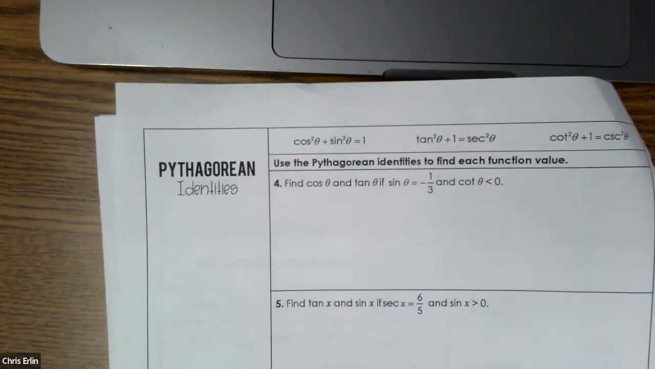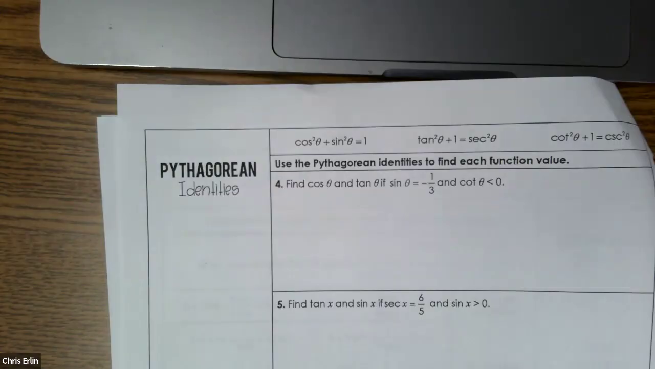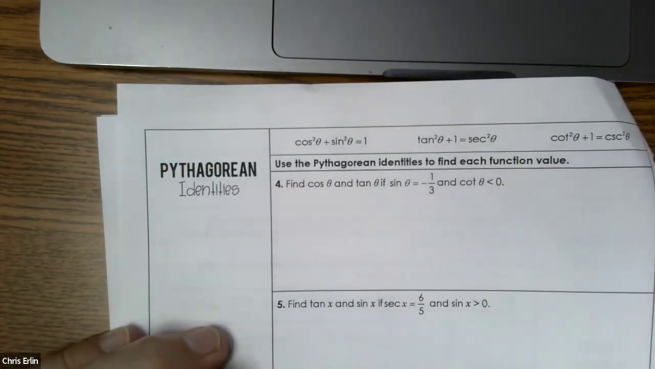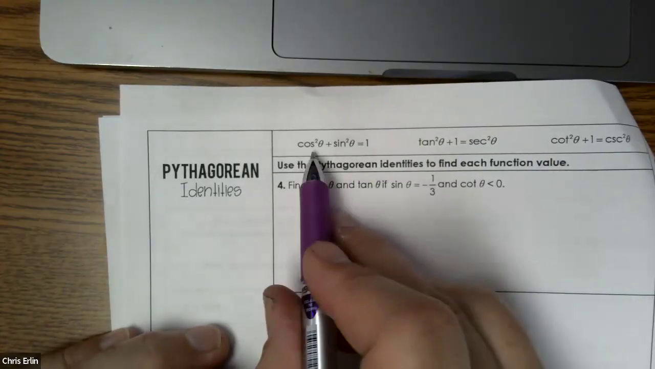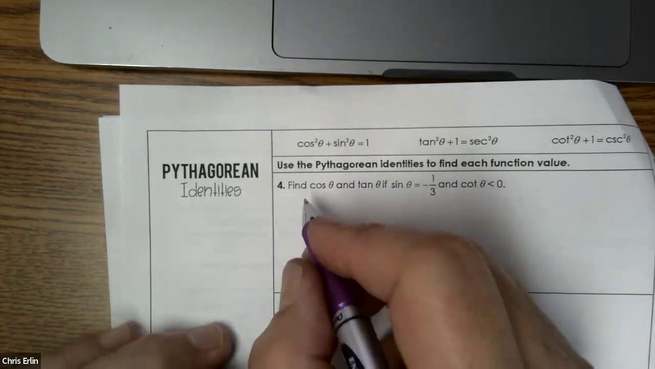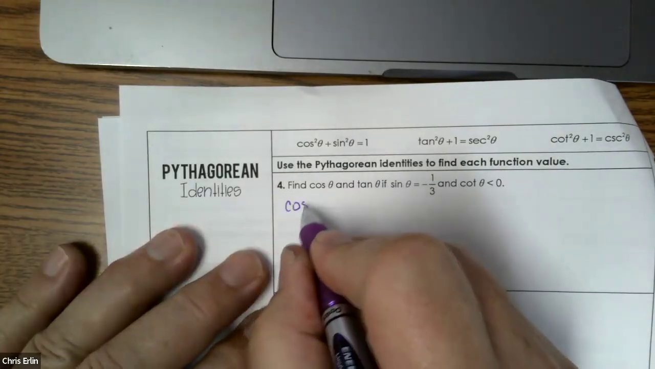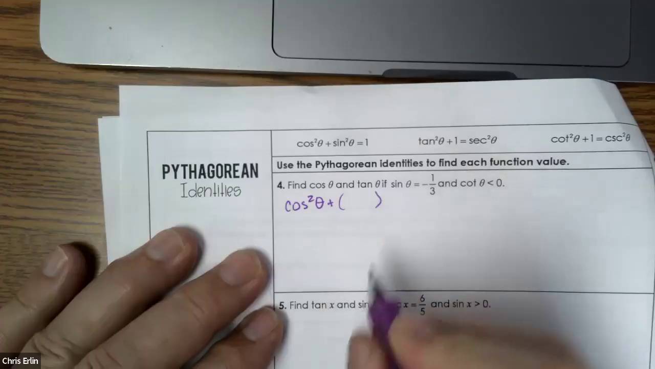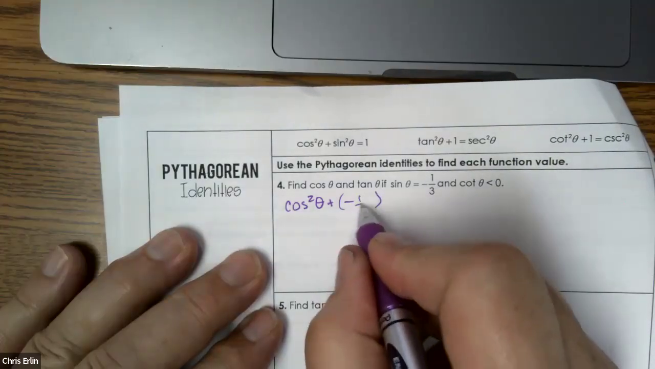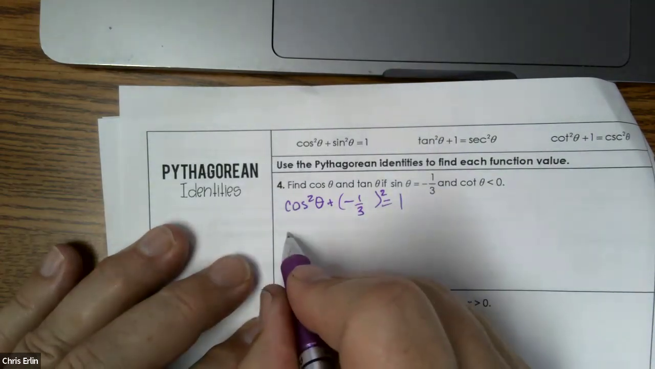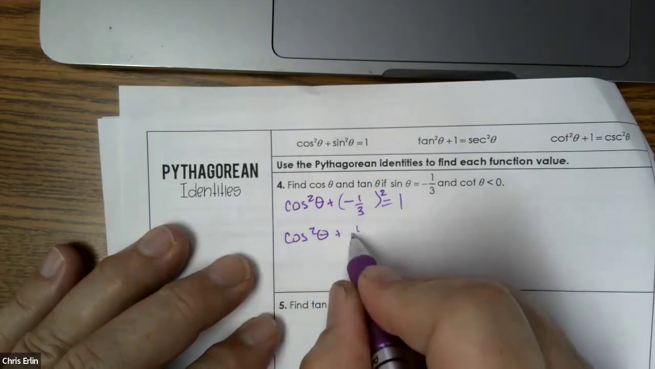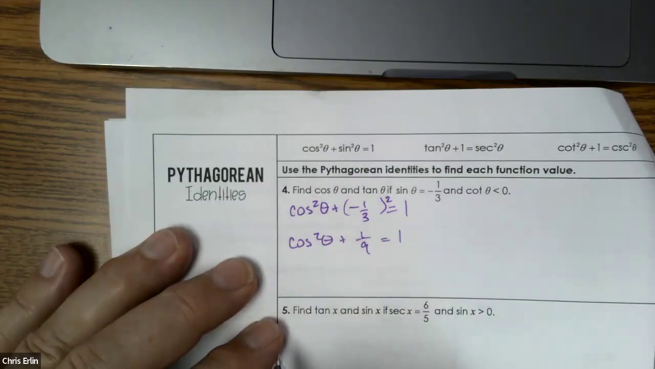How do we use it? Well, take a look at problem number 4 here. Find the cosine of theta and the tangent of theta if sine is equal to negative 1/3. Okay, well, we know that we're trying to deal with sine and cosine. I see that I've got the Pythagorean identity up here. So I'm going to leave cosine as a variable. Cosine squared theta plus, instead of sine, I'll put in negative 1/3 squared equals 1. Cosine squared theta plus 1/9 equals 1.